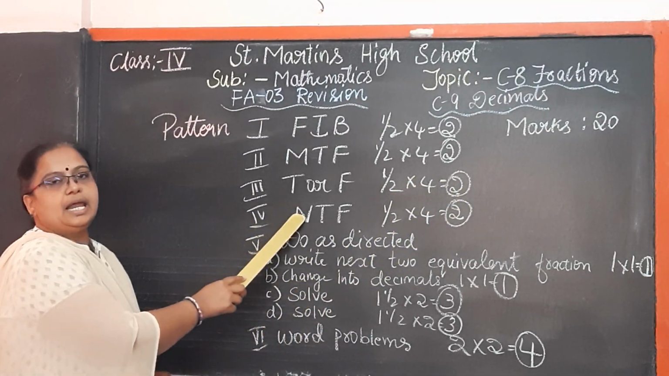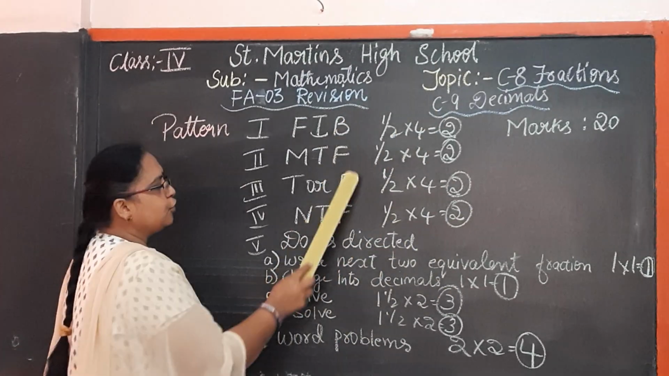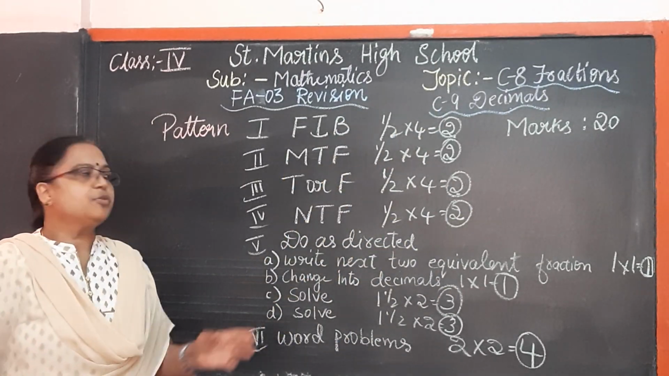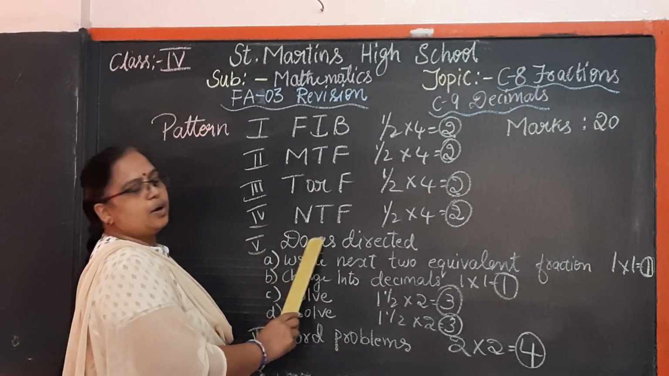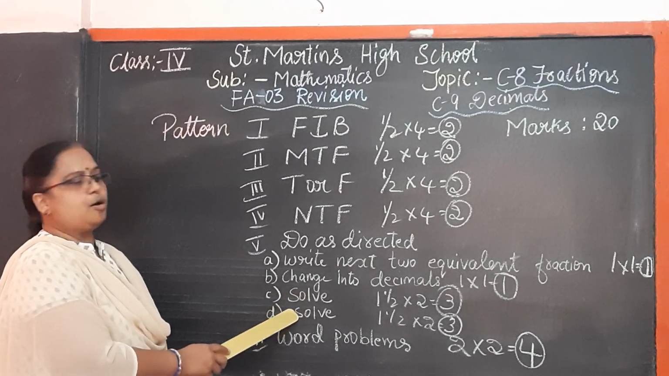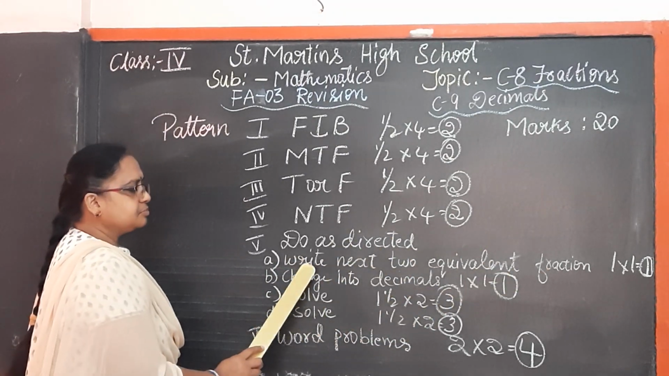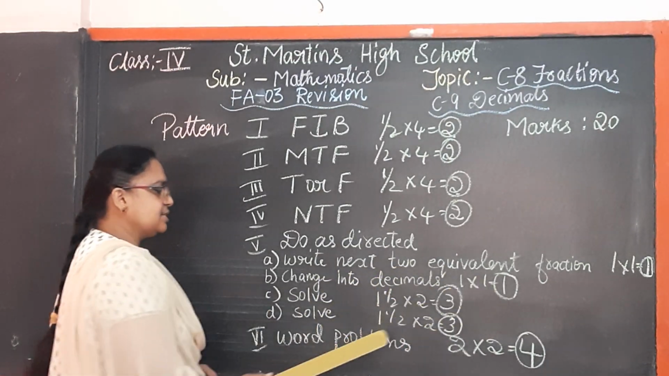And fourth main, name the following. That is half into 4, it is 2. See, first 4 means half of the marks it contains. And fifth main, do as directed. In this, you have to write so many problems. That is, write the next equivalent fraction, it carries 1 mark. Change into decimals, it carries 1 mark.